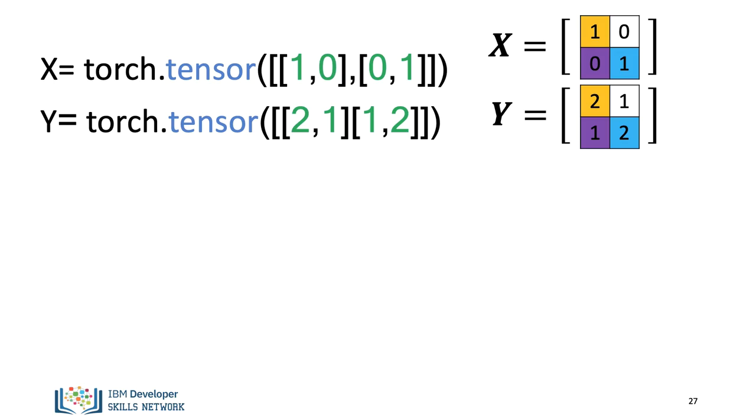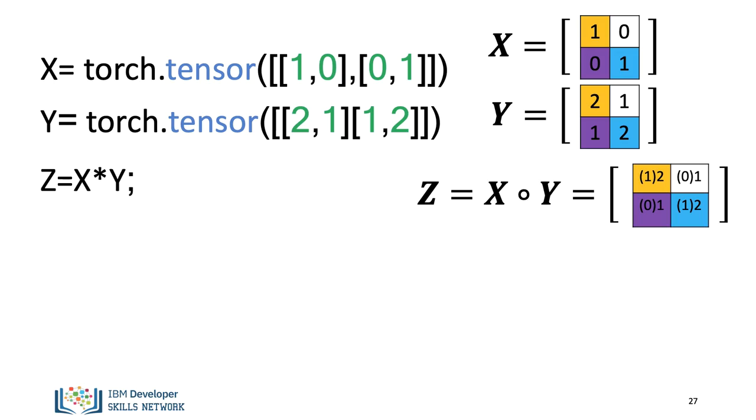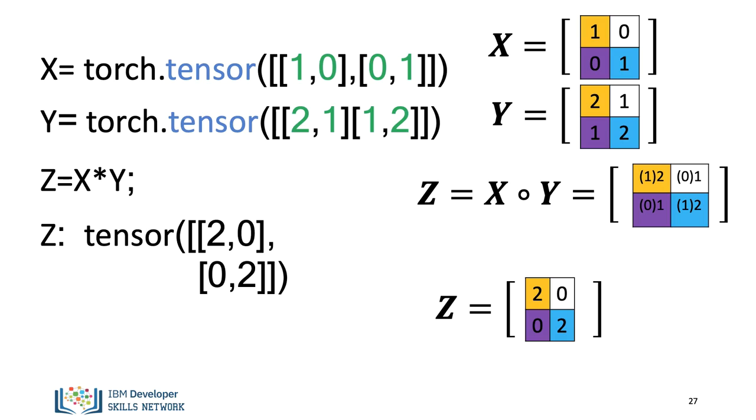To perform Hadamard product in PyTorch, we first define the tensors X and Y. We calculate the product and assign it to the variable z as follows. The result is identical to Hadamard product. We can also perform matrix multiplication with tensors. Matrix multiplication is a little more complex, but let's provide a basic overview.